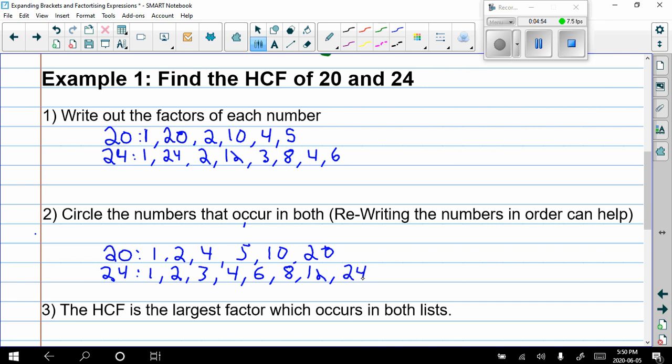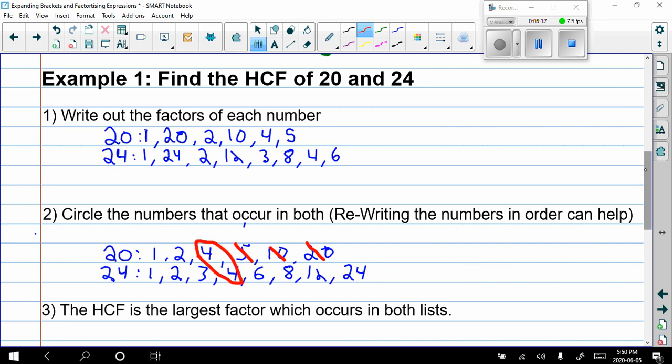So by doing this, now we can go down and kind of cross out things. So if we look at our top one, does 20 happen in our bottom row? No, it doesn't, so let's cross it out. How about 10? Nope, closest things are 8 and 12. 5, well, no, closest things are 4 and 6. 4, oh yeah, look at that, it's in both, so we can circle it.